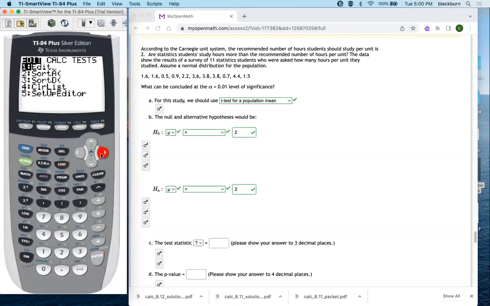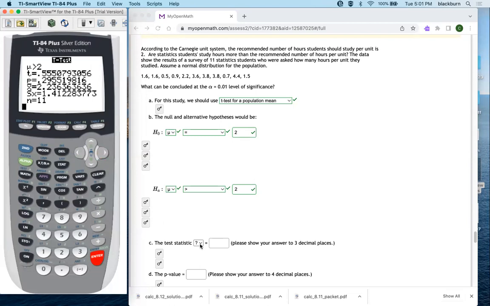So we go into stat, tests, down to t-test again. This time we're going to choose data, so we go over and highlight data. My mu 0 is going to be 2, and my list is L1 for sure. And then I'm going to go mu is greater than 2, so I'm hitting the greater than button. So greater than 2, and then calculate.